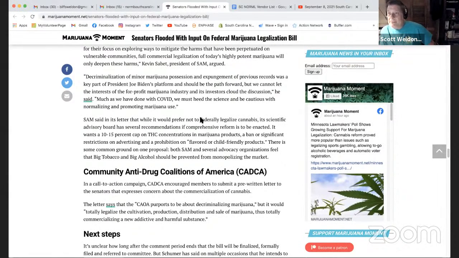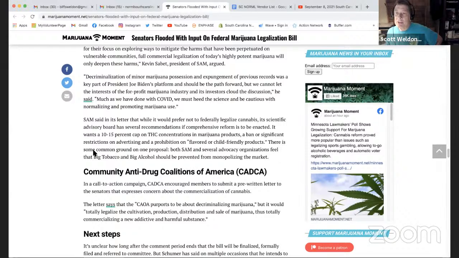Oh, and also it said that it would prefer not to federally legalize cannabis. Its scientific advisory board has several recommendations if comprehensive reform is to be enacted. It wants a 5 to 10% cap on THC concentrations in marijuana products, a ban on significant restrictions in advertising, and prohibition on flavored or children-friendly products.